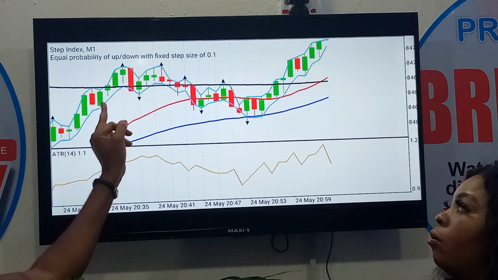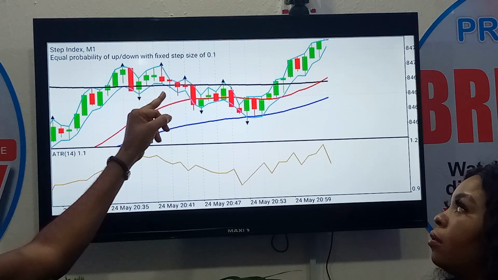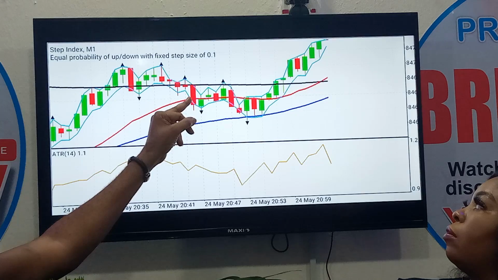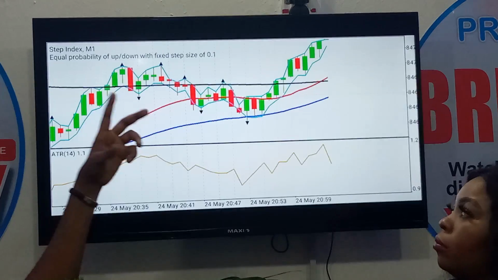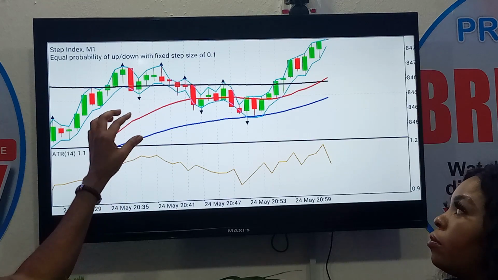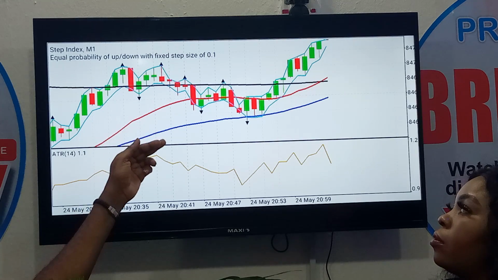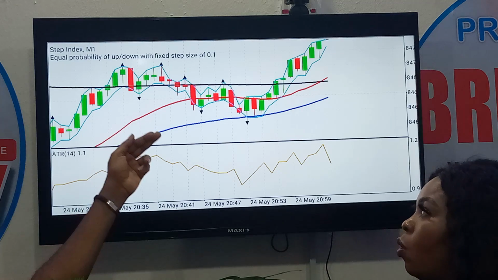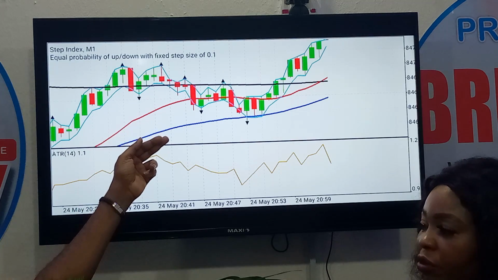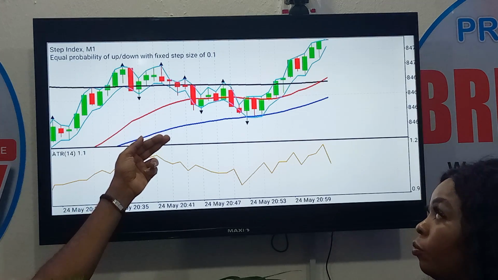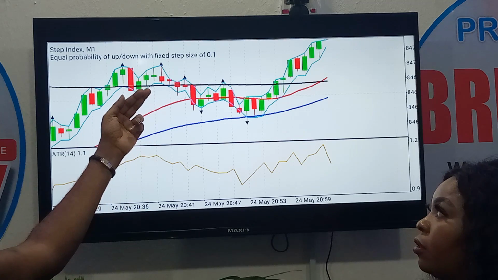The black color is the 200 moving average, which is a choice of any trader. You can decide to use just the 20 and the 50 moving average. The red color is the 20 moving average, while the blue one is the 50 moving average. This is the 200 moving average that we have set here.